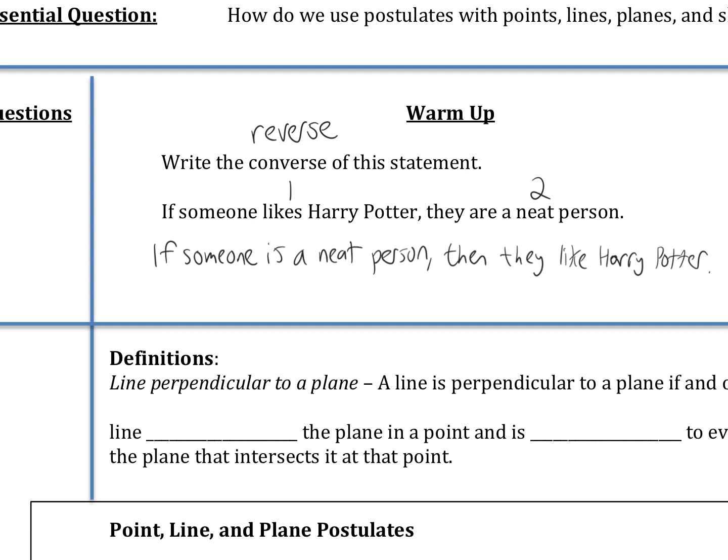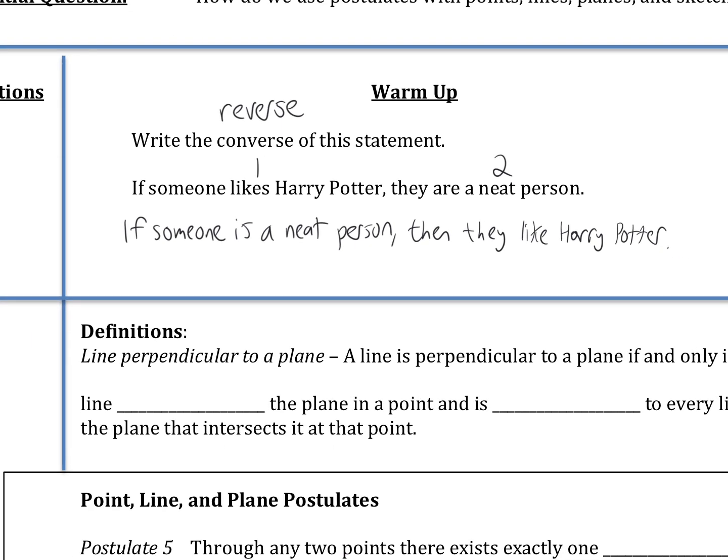So remember, sometimes the original statement's true or false, sometimes the converse is true or false, and if it's true both directions, that means that it's a biconditional statement. Obviously, if someone likes Harry Potter, then they are a neat person. That's a given. But there's not neat people who do not like Harry Potter. So everyone who's neat needs to like Harry Potter. So that's just kind of a joke.